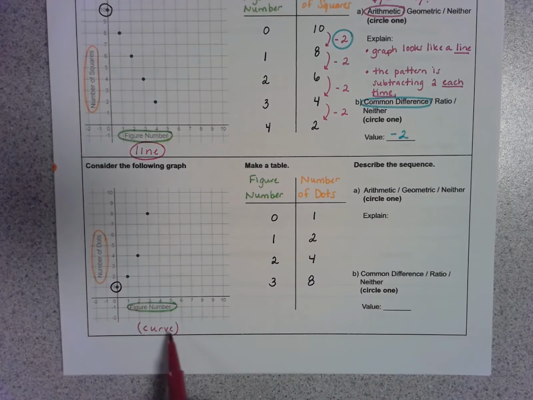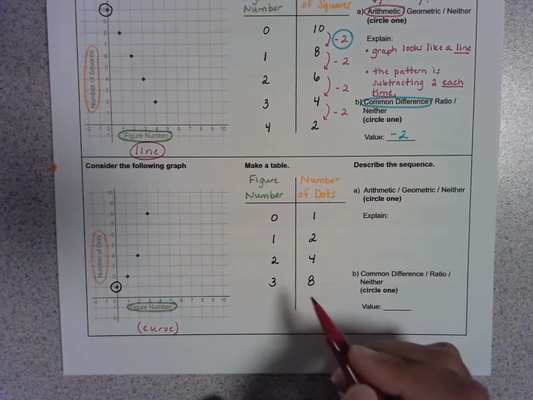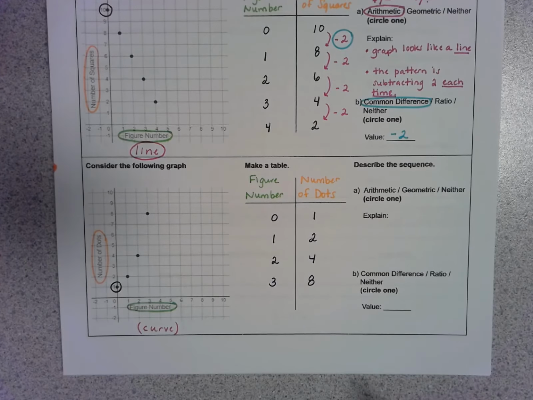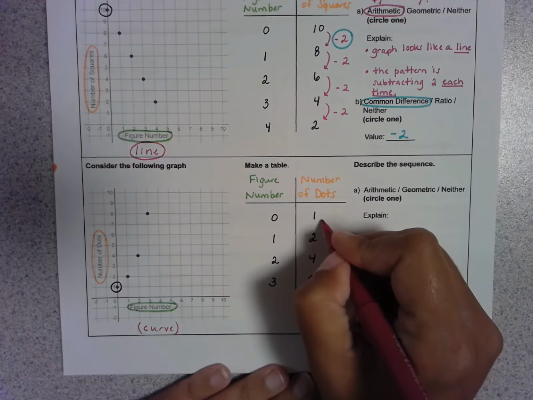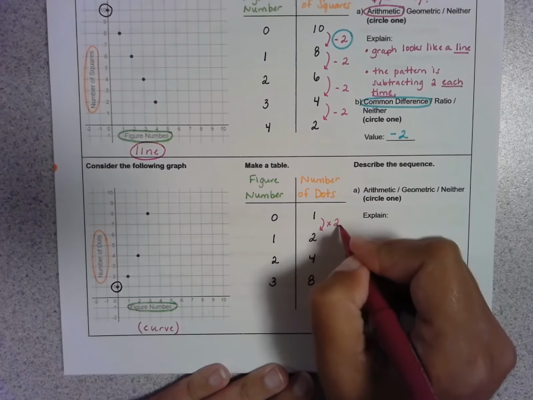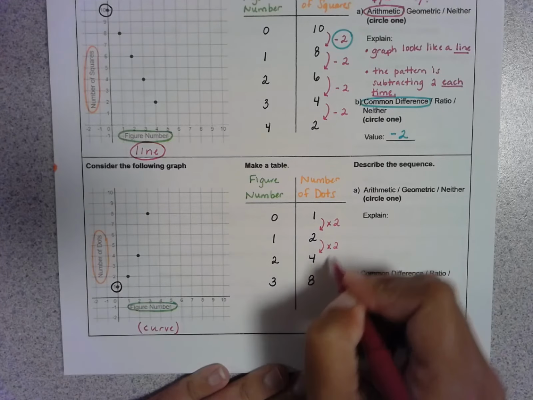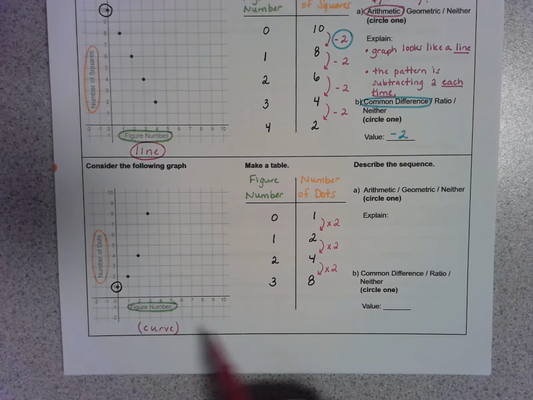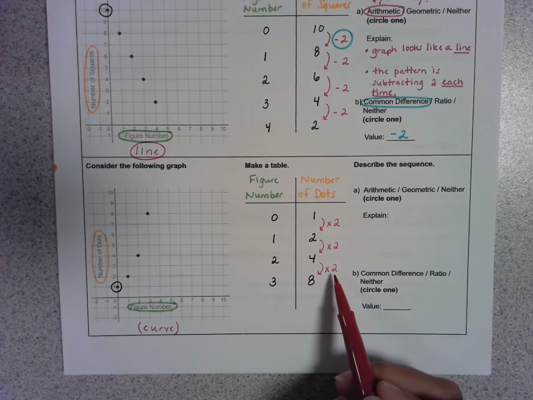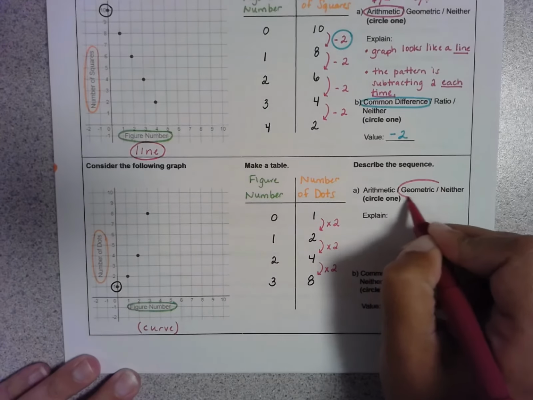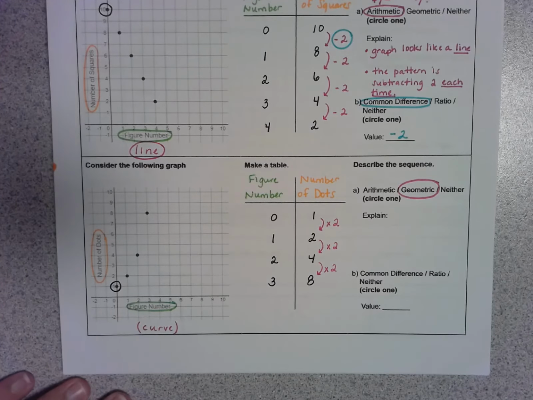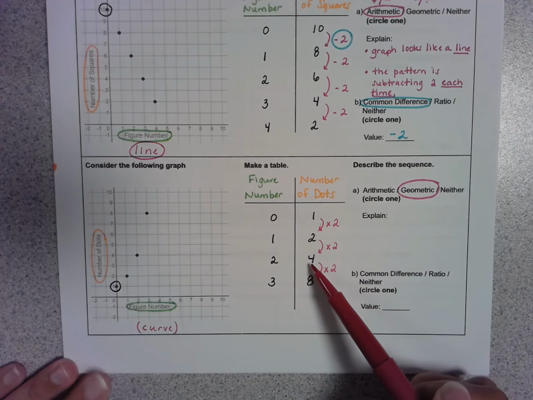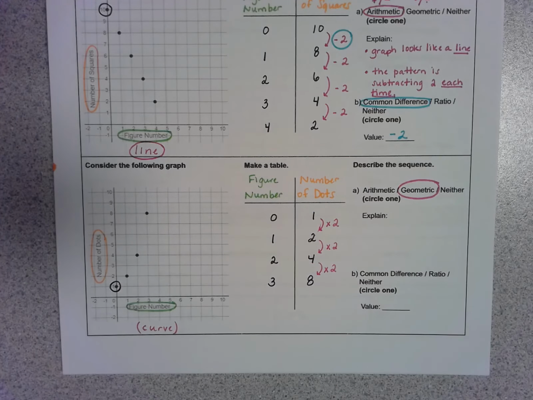Now, just like the fact that this graph was curved told me that this is a different kind of pattern, I can see that same pattern in the table. Instead of adding or subtracting the same number every time here, to follow this pattern, I would need to use multiplication. Multiply by 2, multiply by 2, and multiply by 2. This tells me, for two reasons, the fact that the graph is a curve and the fact that there's a multiplication pattern, that this is a geometric sequence. Now again, if this was multiply by 2 and then multiply by 3, we would say neither. It would be neither of those options.